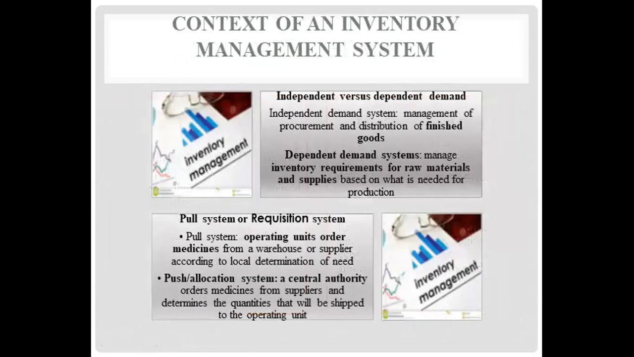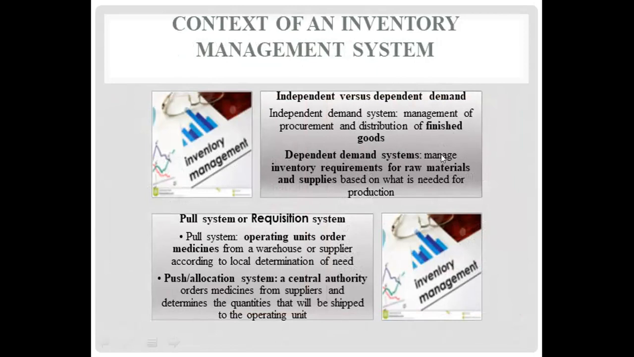In the context of inventory management systems, there is also an independent demand system and a dependent demand system. In the independent demand system, the management of procurement and distribution of finished goods, for example ventilators, computers, machines, but in the form of finished goods.